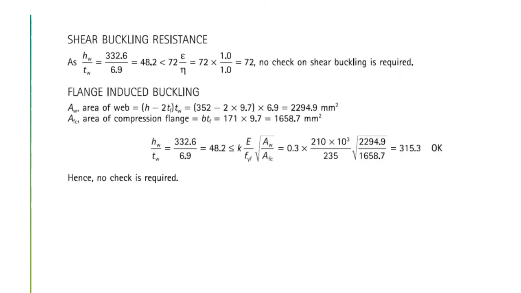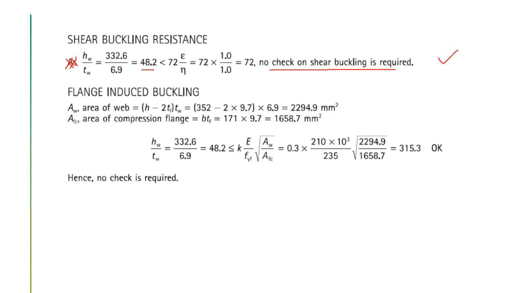Okay, so the next checking is the shear buckling resistance. So you need to compare the ratio of HW/TW with 72 epsilon. Since HW over TW is 48.2, which is lesser than 72, it means that no check on shear buckling is required.